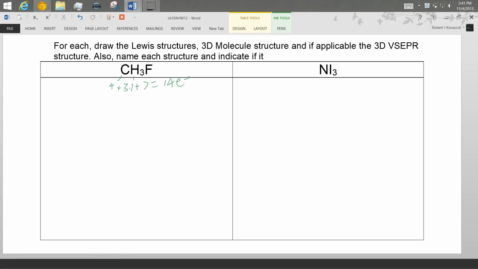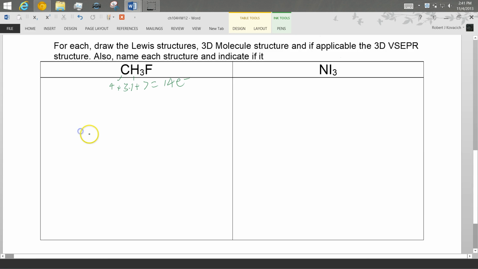Carbon's in 4A, hydrogen's in 1A, and fluorine's in 7A. So that gives us our 14 electrons. Who are you going to put in the middle for the structure? How come? It can have up to 4 bonds. And what about the hydrogen and the fluorine? They can only have 1 bond, so I cannot put them in the middle. They are always going to be on the outside.